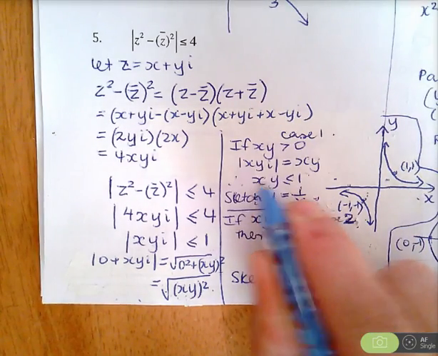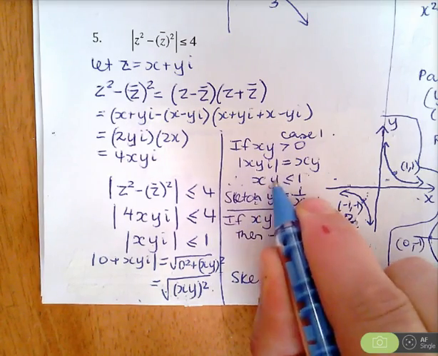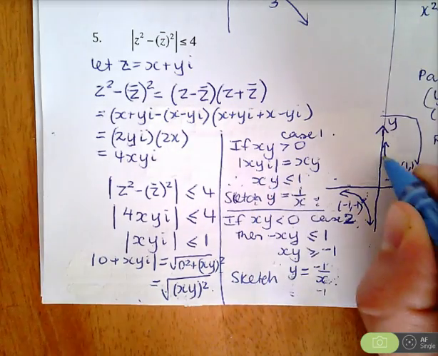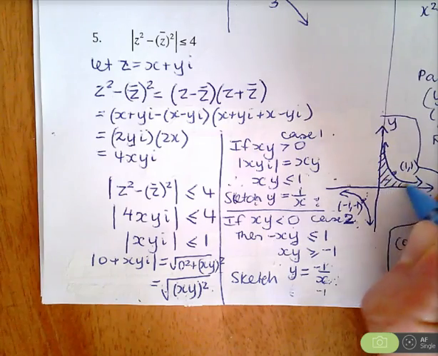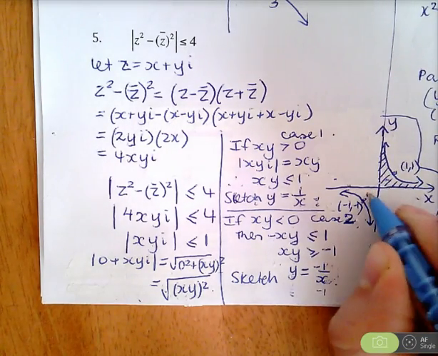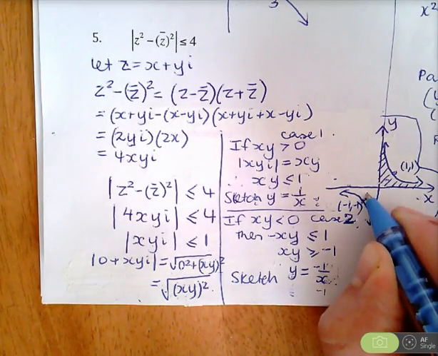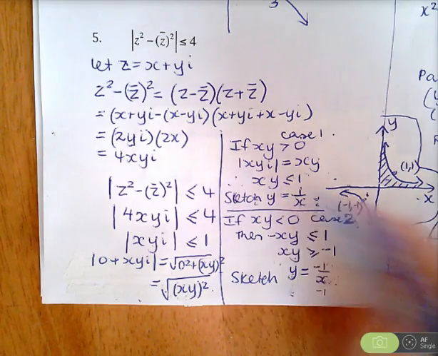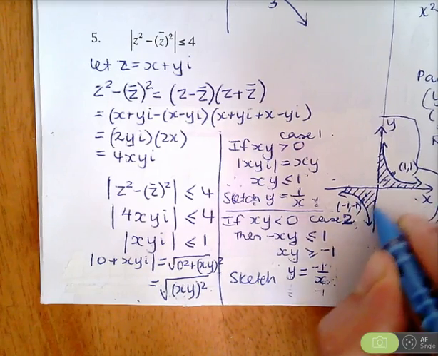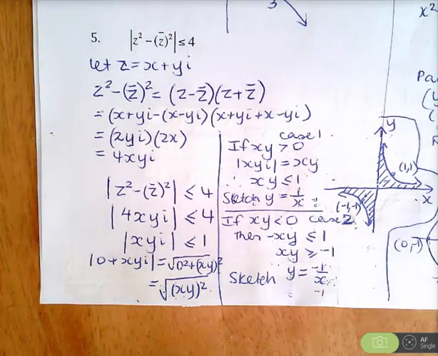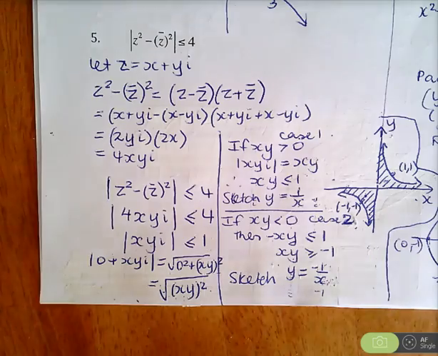So if x is a half and y is a half, we get a half times a half is a quarter. Is that less than or equal to 1? Yes, it is. So I shade in here. In this quadrant here, if I choose the point negative a half, negative a half, then negative a half times negative a half is a positive quarter. That is less than 1. So I shade in here. So that's quadrants 1 and 3 taken care of.